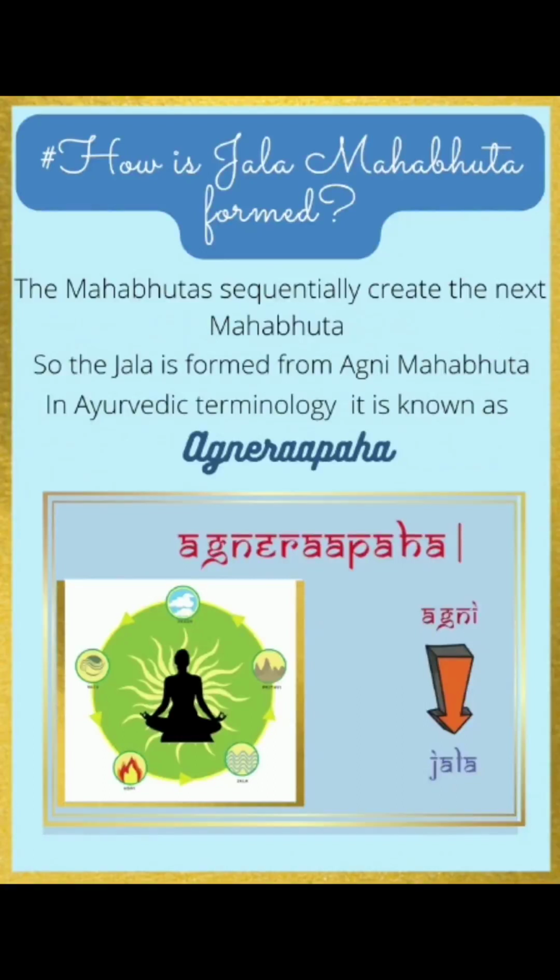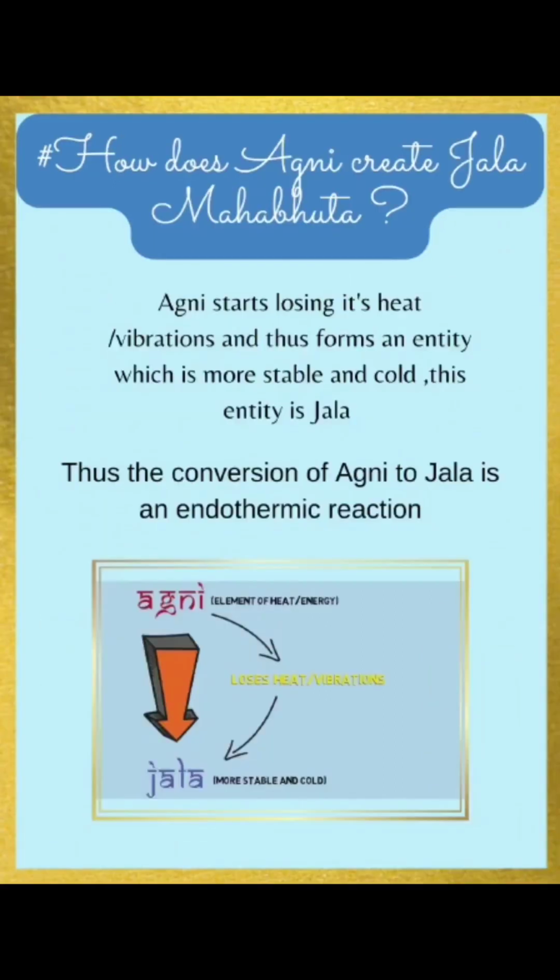It is formed by Agner Apaha. The Mahabhutas sequentially create the next Mahabhuta. Hence, Jala is formed from the Agni Mahabhuta. Hence, we say Agner Apaha. How does Agni create Jala? Agni, which is the entity of heat and energy, starts losing its heat and vibrations, thus forming an entity which is more stable and cold. This entity is Jala Mahabhut.